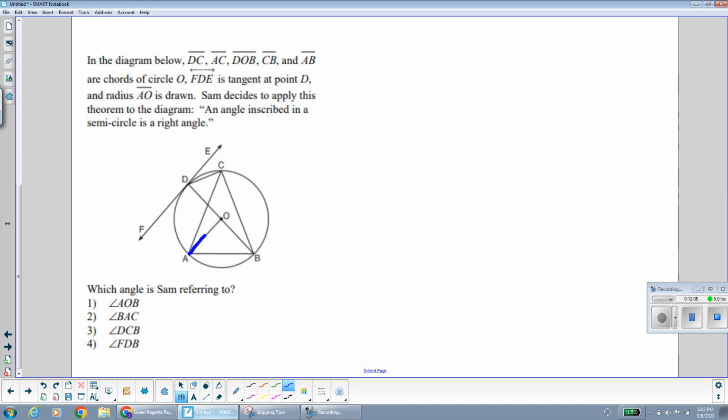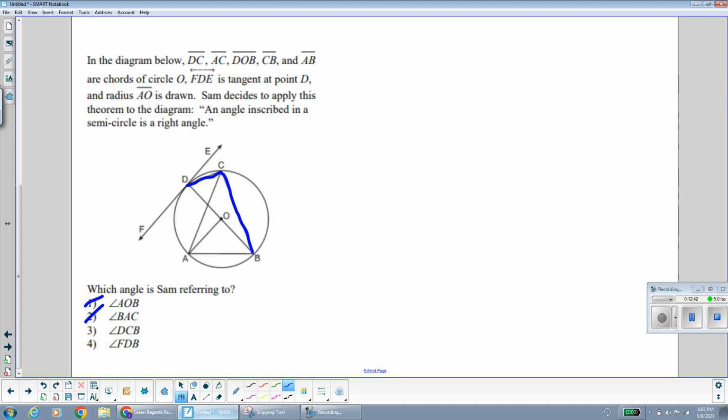Angle AOB. That's not an inscribed angle. That's a central angle because it has its vertex on point O. So that's not the one Sam's talking about. Angle BAC. This is an inscribed angle, but it doesn't open up to 180 degrees, to a semicircle. So that's not the one Sam's talking about.